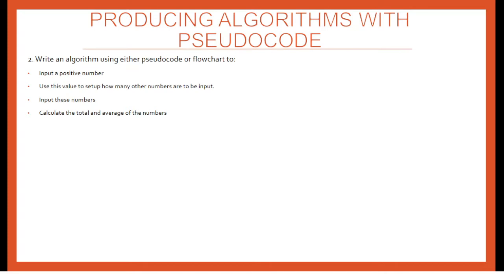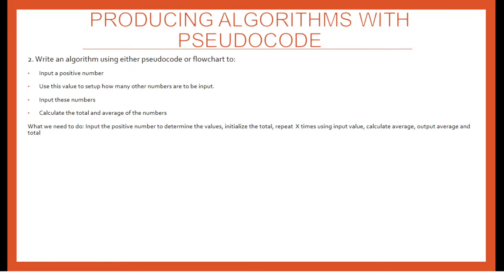Next example question. Write an algorithm using either pseudocode or flowchart to input a positive number, use this value to set up how many numbers are to be input, and calculate the total and average of the numbers. So what do we need to do? Input the positive number to determine the values, initialize the total, repeat x times using the input value, calculate average, and output average and total.